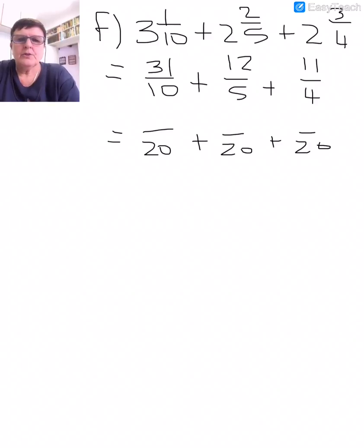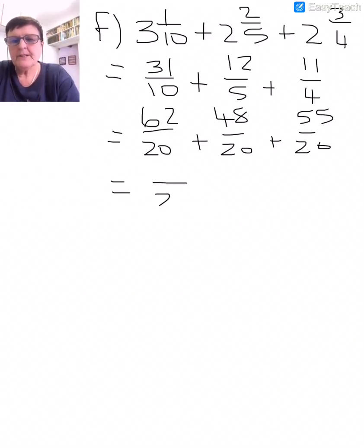10 goes into 20 twice. 31 times 2 is 62. 5 goes into 20 4 times. 12 4s are 48. 4 goes into 20 5 times. 5 times 11 is 55. Keep the denominator the same. Add the numerators, 62, 48, and 55 gives me 165.